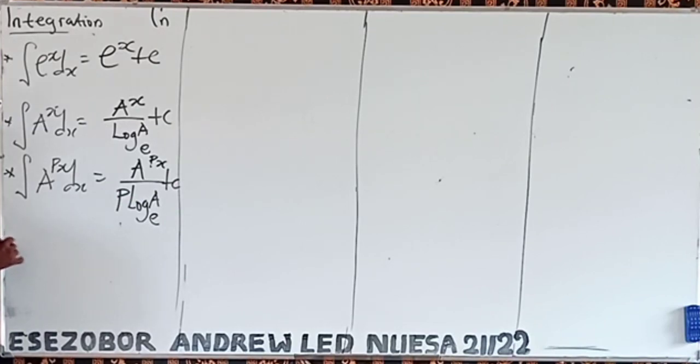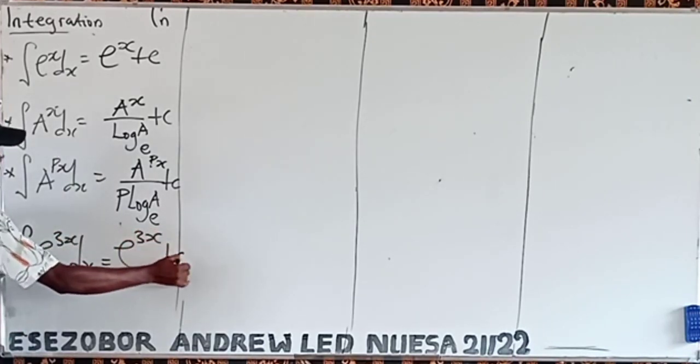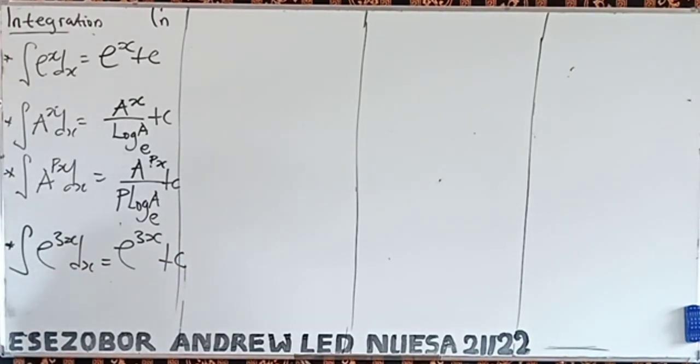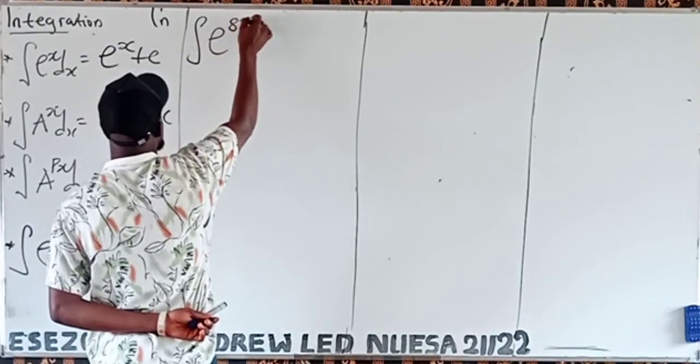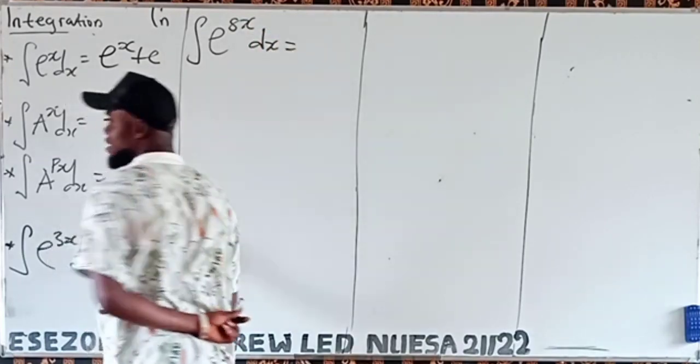Now let's say we have something like this. Integrate e to the 3x dx. What will be the answer? It becomes e to the 3x plus c. But that will not be the final answer, because what we have here is 3x, not x. So what we do to this 3x is differentiate it. Differentiate 3x, what is the answer? 3. Divide the answer by that 3. That will be the final answer. So if I say integrate e to the 8x dx, what is the answer?